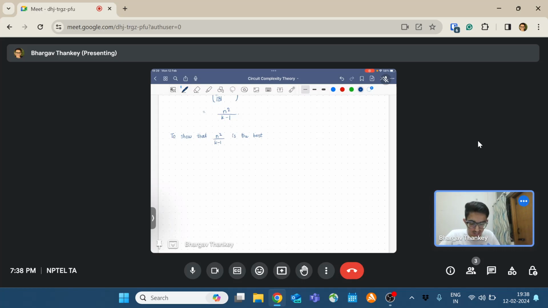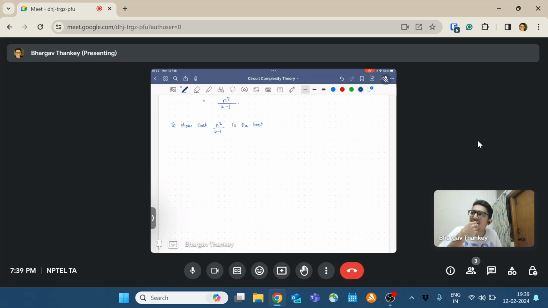So what I can do is, I can explain it over here. You mean like there is a standard result for this, like the size of the cycle of remainders? I think I can do it. If not the size, I can at least show something. Let me try. So to show that n square over k minus 1 is the best lower bound that we can get.